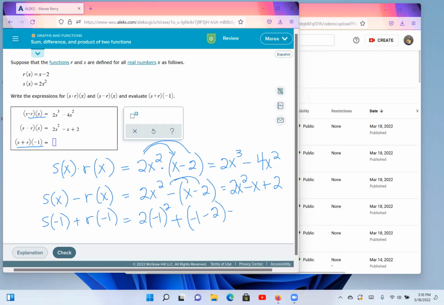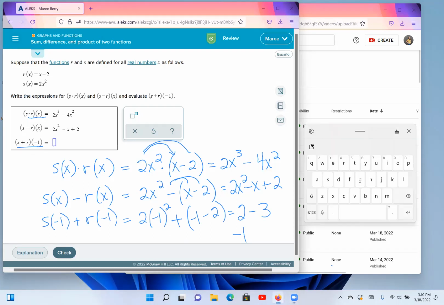-1 squared is 1 times 2 is 2. And -1 minus 2 is -3. So we have 2 minus 3, which is -1. And that's what we're going to type in for our answer. -1.